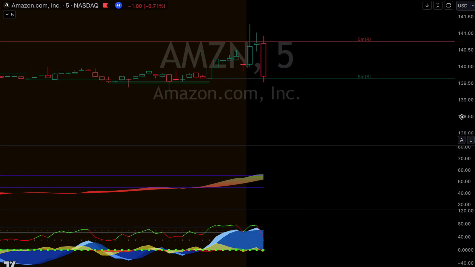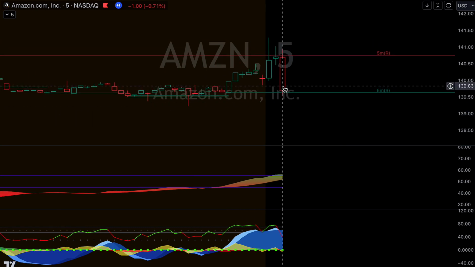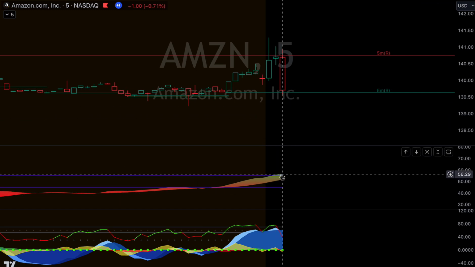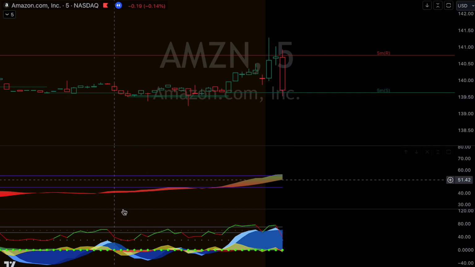All indicators of a move to the downside, which is good for our position because I shorted the market. Also, the trend indicator is starting to flatten out. It is no longer really going up. It's starting to level out.